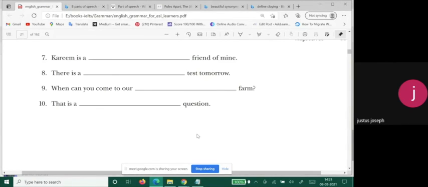Monumental. You can use it, but not very collocation-wise. People do not use such a word, right? Have you ever heard somebody say, When can you come to our monumental farm? You already have that much sense. So let us avoid using such words.